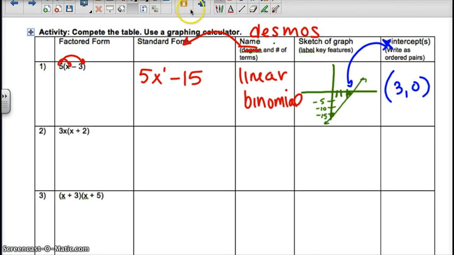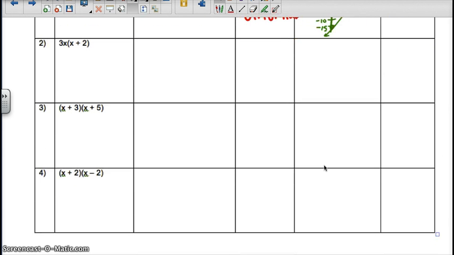All right, go ahead and give number 2 a shot. You can try it on your own. Label everything, sketch it, find its x-intercepts, use the graphing calculator so you can get your graph. I want to show you a different shape. So let's look at problem number 3. It's in factored form, meaning those are the pieces that made what? They made the standard form.